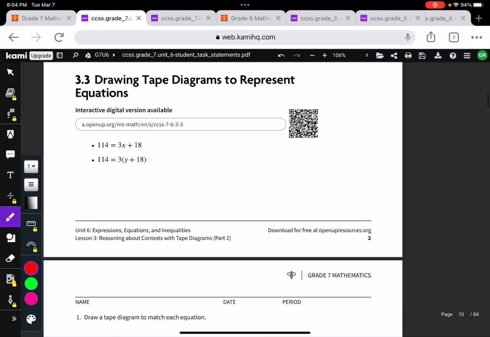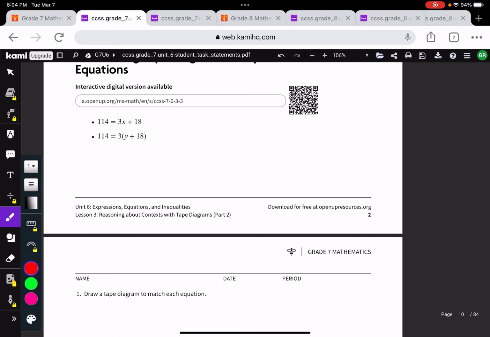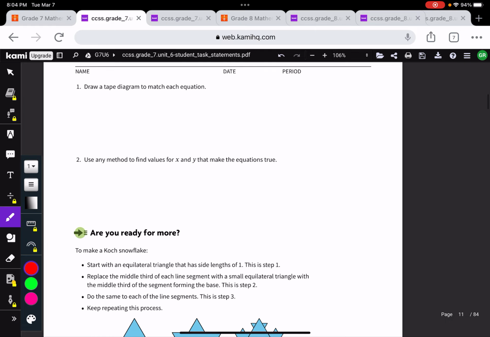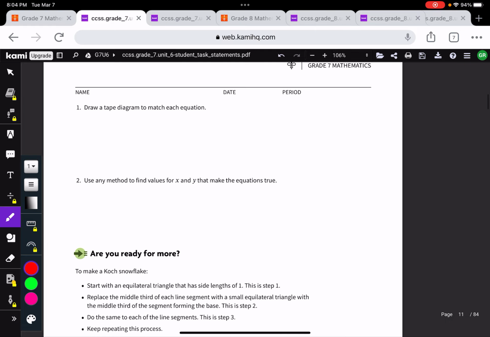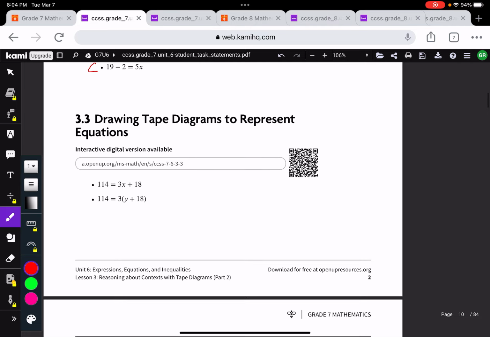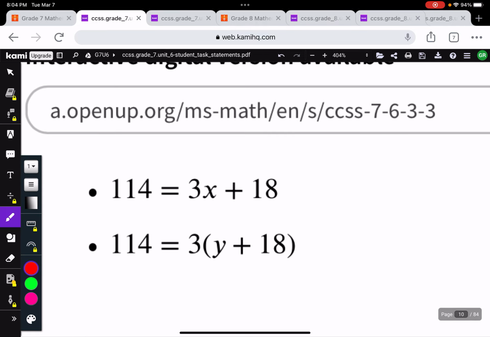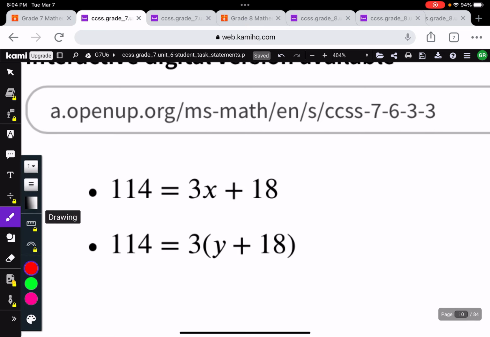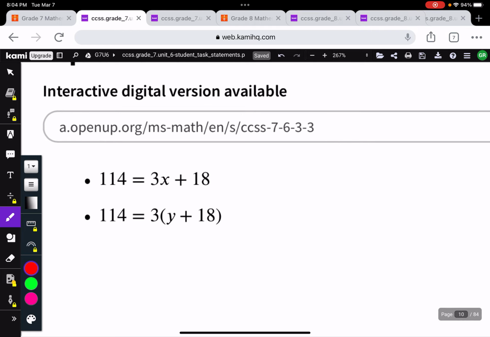All right, let's look at 3.3, drawing tape diagrams to represent equations. 114 equals 3x plus 18. 114 equals 3 times y plus 18. Draw a tape diagram to match each equation. And then, however you want, use any method to find x and y. Or in other words, what must make it true? What do I need to plug in? What would I plug in for x? 2? That means 3 times 2 equals 6. Plus 18, does that equal 114? We'll get to that. But as of now, first we're going to draw a tape diagram.